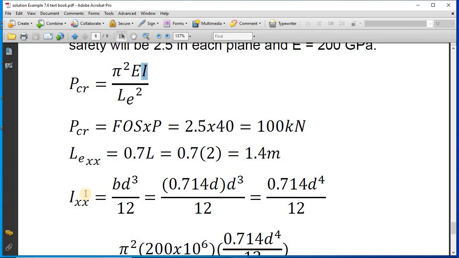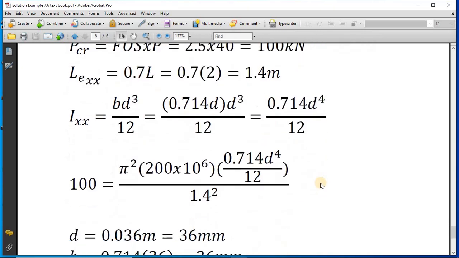For the second moment of area about the x-x axis, the equation is BD cubed over 12. We defined that B is equal to 0.714D in part A. So by substituting that into this equation of second moment of area, you will get this form: 0.714D to the power of 4 divided by 12.